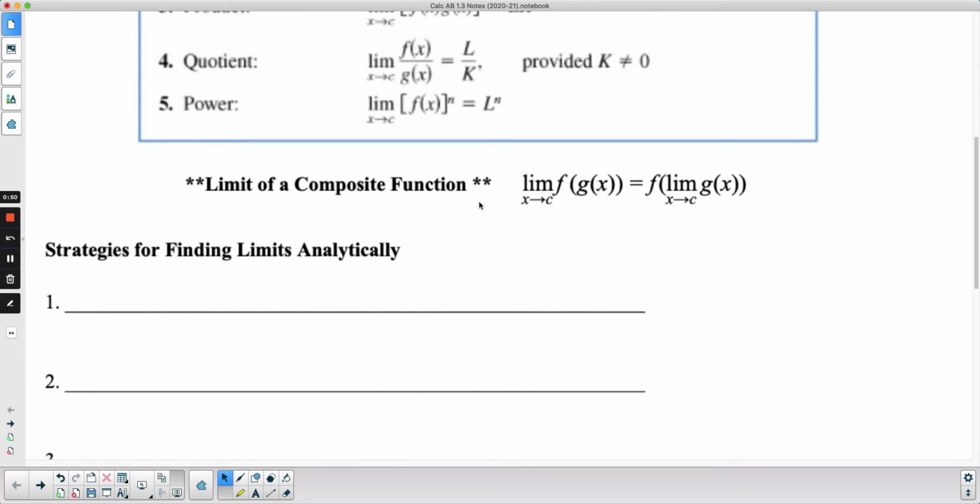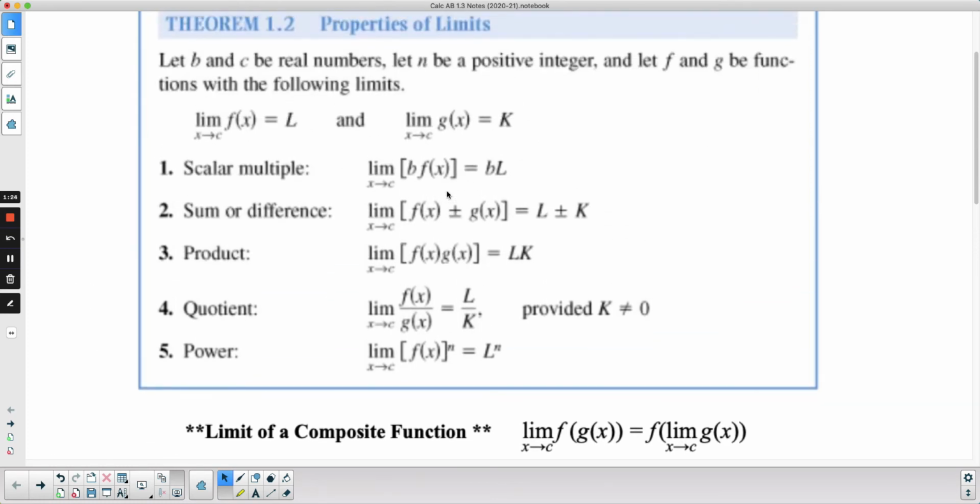Limit of a composite function is another one that will come in handy, especially as you go through and do AP classroom assignments. The limit of a composite function f of g of x as x approaches c is f of the limit as x approaches c of g of x. So what you want to do is find the limit as x approaches c of the inside function first, and then take that value and put that into the f function, the outside function. So all of those properties, make sure you are familiar with.